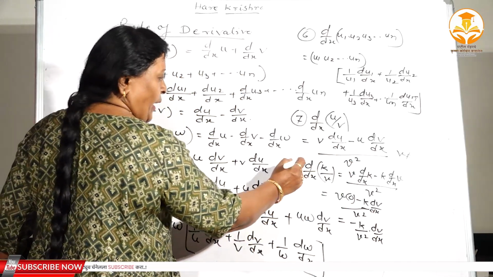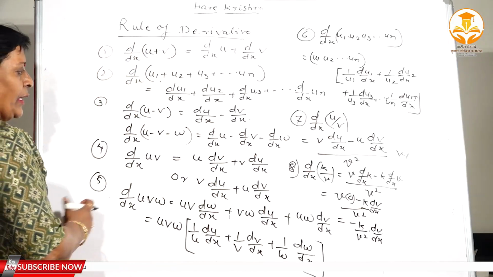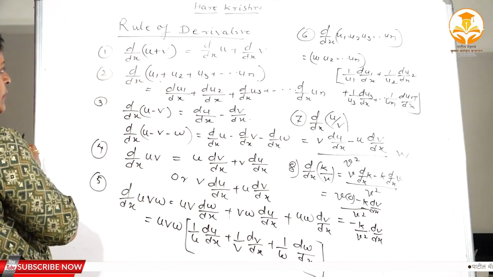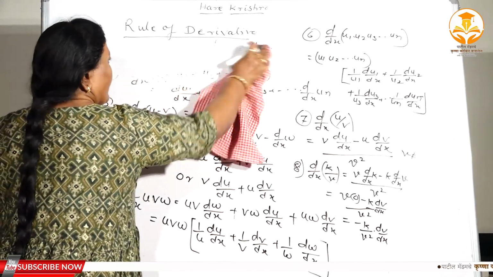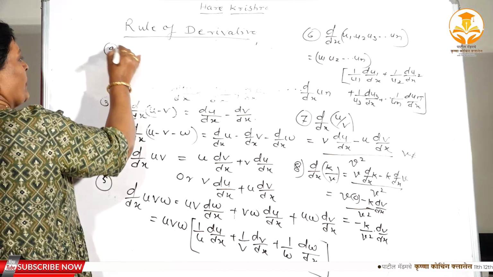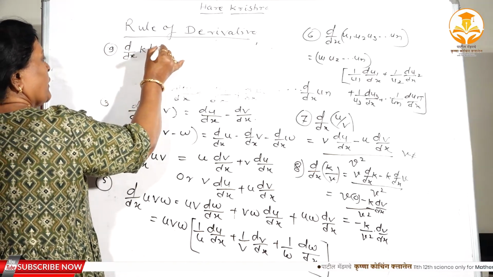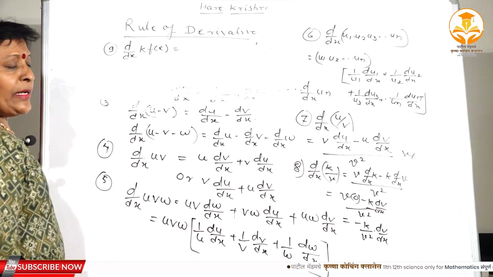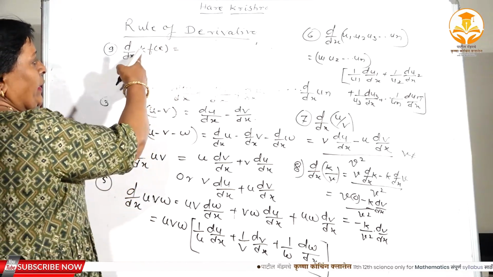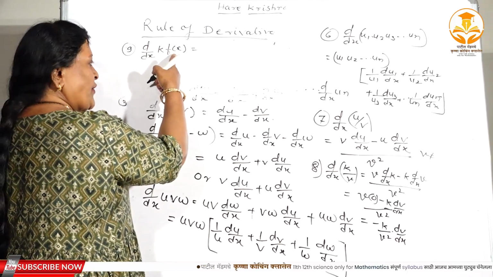In this way, you can apply this rule, that is the division rule, isn't it? Now here the last, that is the ninth one. See, d/dx of k into f of x. Again, there is a multiplication of two functions, right? k into f of x. k is the constant and f of x is the function.